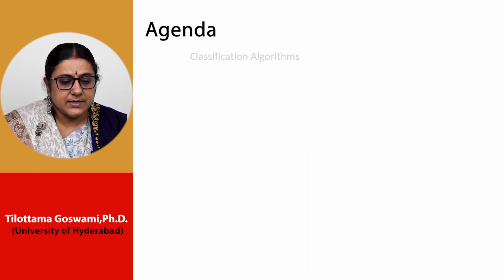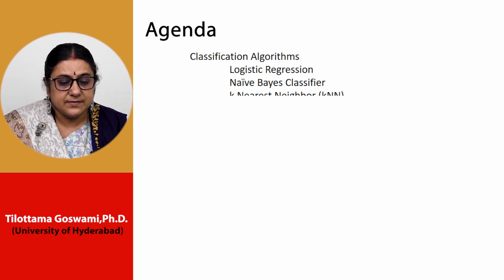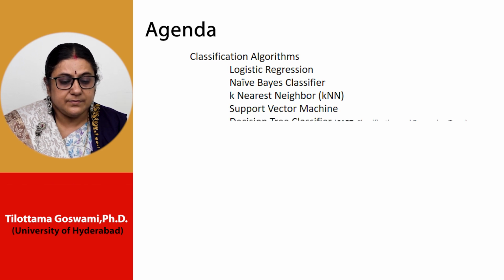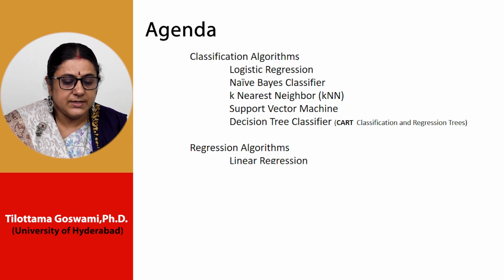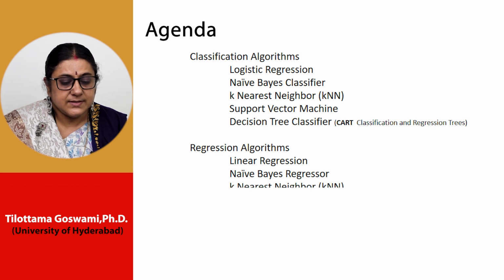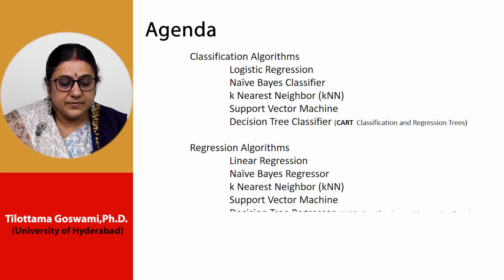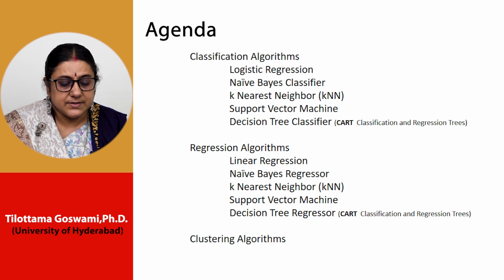In the classification algorithms: logistic regression, naive Bayes classifier, k-nearest neighbor, which is also called KNN, support vector machine, decision tree classifier. For regression algorithms, we will go through linear regression, naive Bayes regressor, k-nearest neighbor, support vector machine, decision tree regressor. You can see that some of the algorithms are common for classification and regression, say naive Bayes, KNN, SVM, decision tree. Clustering algorithms: K means clustering, agglomerative clustering.